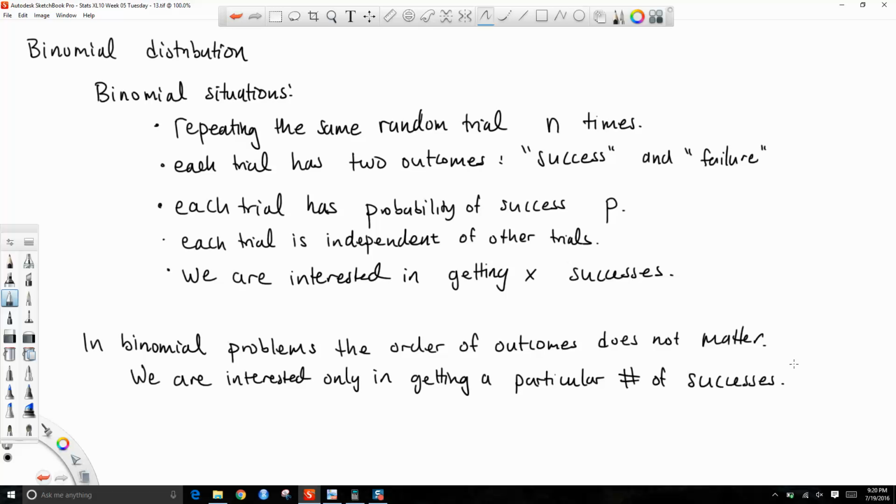Okay, so I'll let you guys get this written down, and I'll flip the slide, and then I'll show you an example that's binomial and an example that is not.